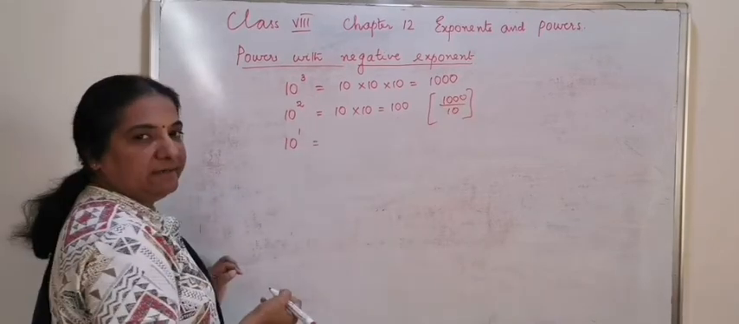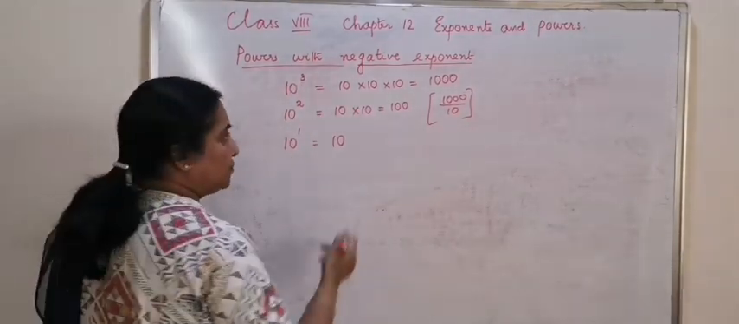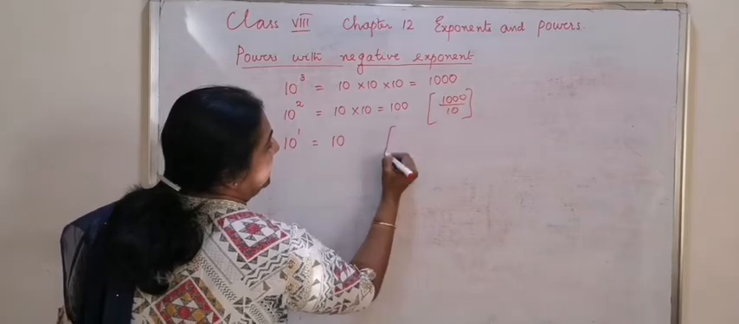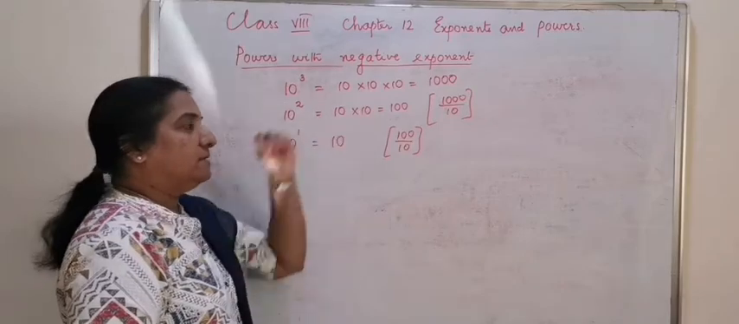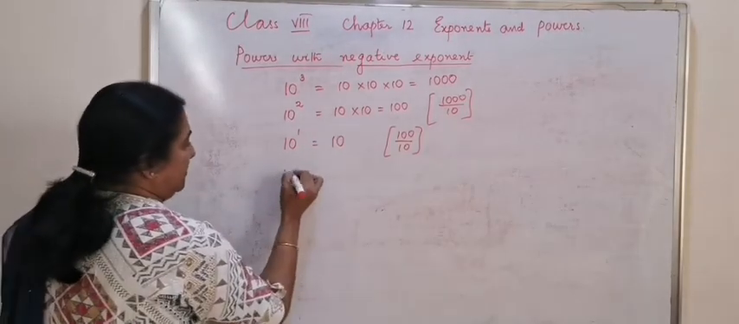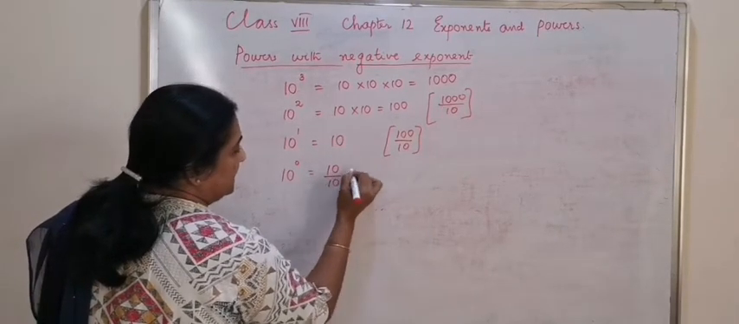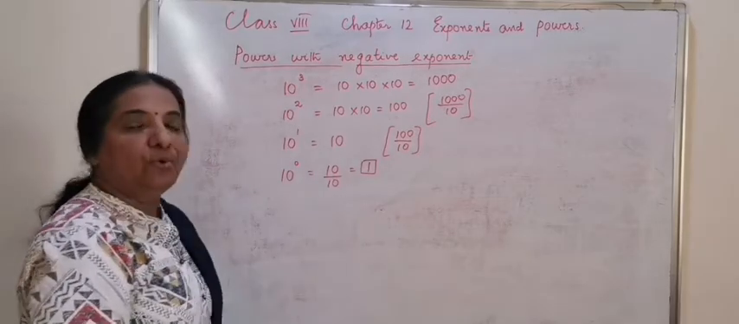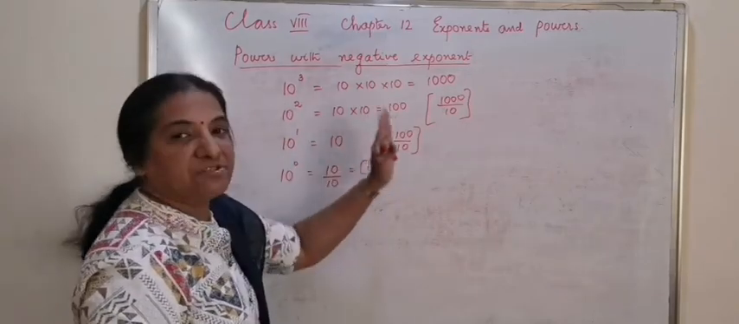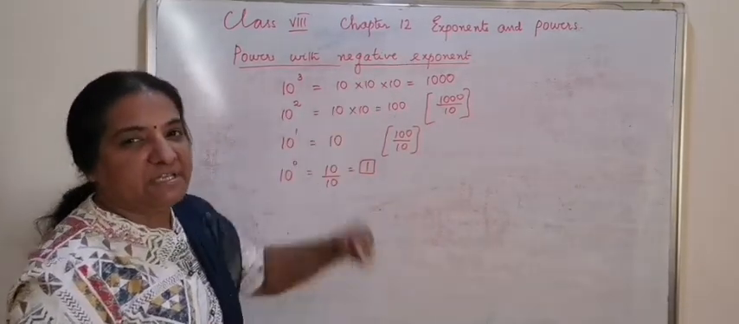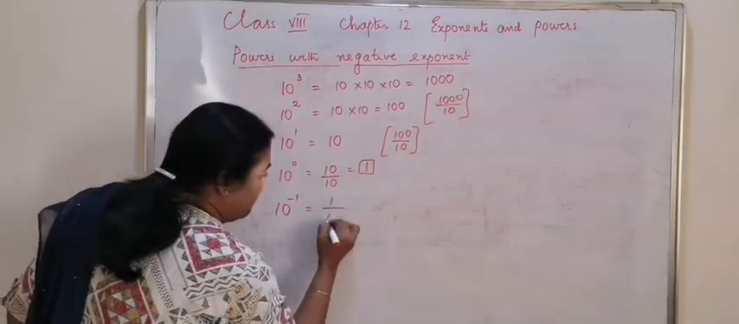Similarly, 10 to the power of 1 is the same as 10. The power is reduced by 1, and so the value, how did 100 reduce to 10? It is divided by 10, or 1/10 of 100. 10 to the power of 0 is the same as this 10 divided by 10, which takes the value 1. Let's keep on reducing the power by 1, so the value gets reduced to 1/10 of the previous value. 10 to the power of minus 1 is the same as 1 by 10.